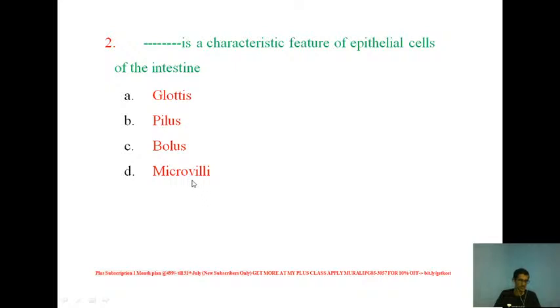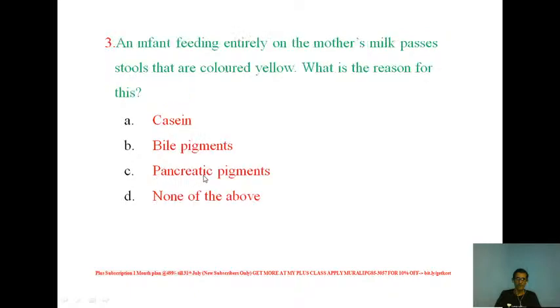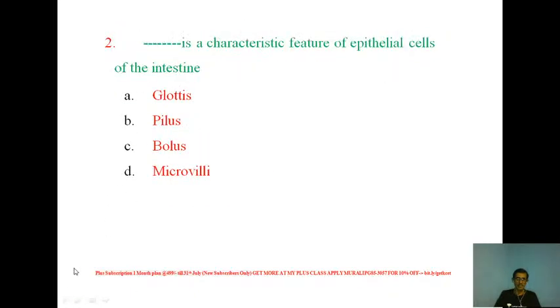So the main characteristic feature of the epithelial cells in the inner lining of the intestine is the microvilli. So microvilli is the main answer for this question. That is question number two. The answer is microvilli, isn't it? Am I right? This microvilli is going to increase the surface area for the entire absorption.